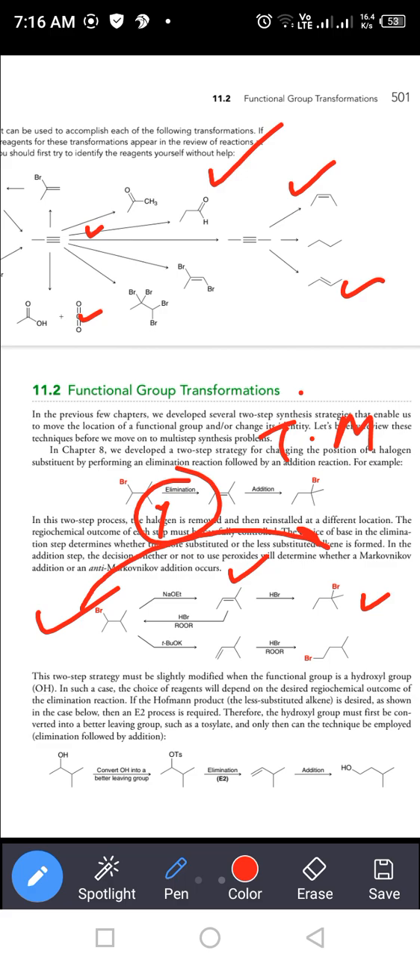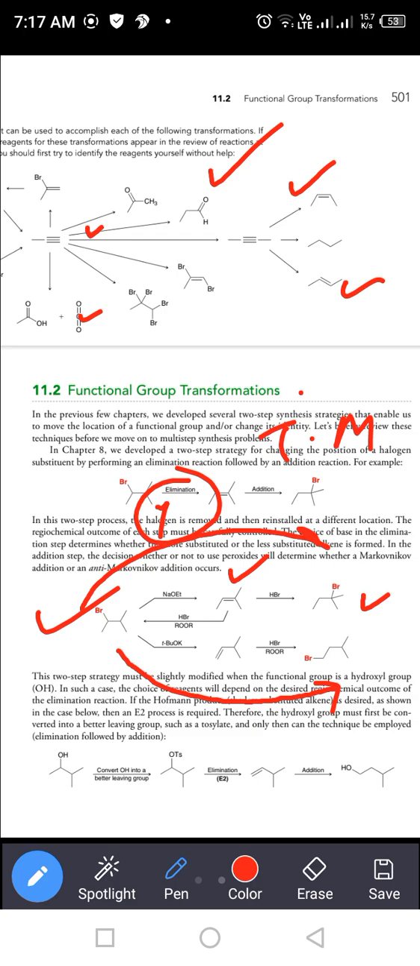Which route? If we want to adopt this route, will it give the target molecule or not? Suppose this alkyl halide is treated with tertiary butoxide ion, then the alkene will be the unsubstituted Hofmann product.